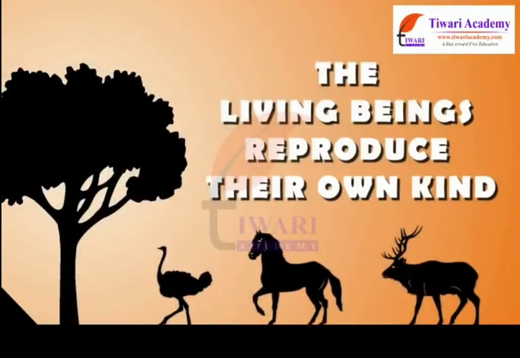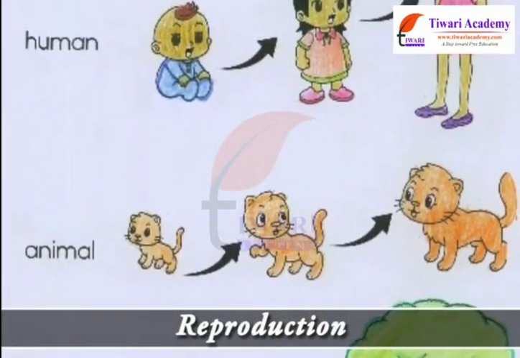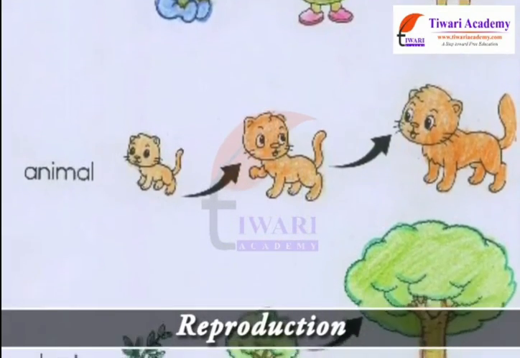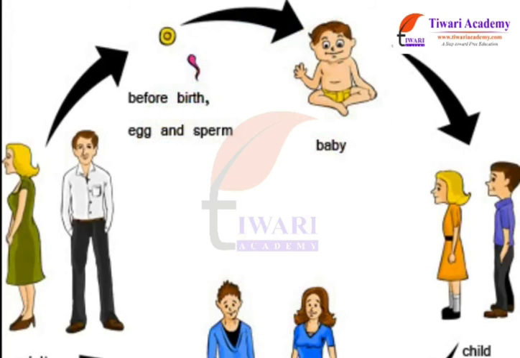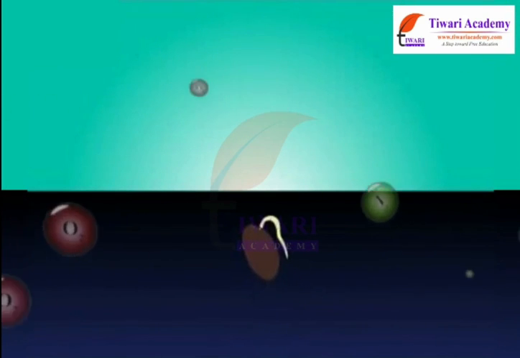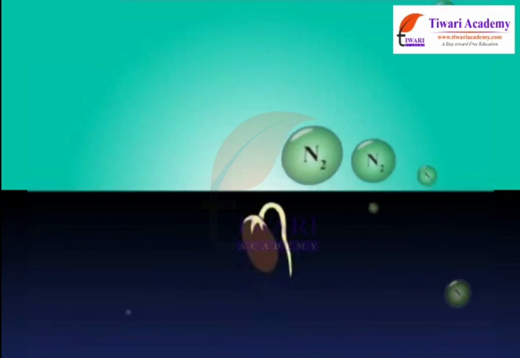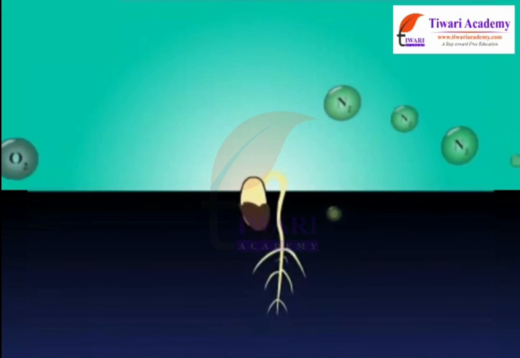The living beings reproduce their own kind. Giving birth to young ones of their own kind is known as reproduction. Birds lay eggs, and when these eggs hatch, chicks come out of it, which grows up into adult bird. Similarly, mammals give birth to young ones. Plants mainly reproduce by seeds. Some plants also reproduce by other plant parts like root, stem, leaves, etc.